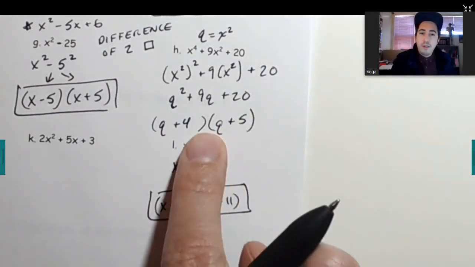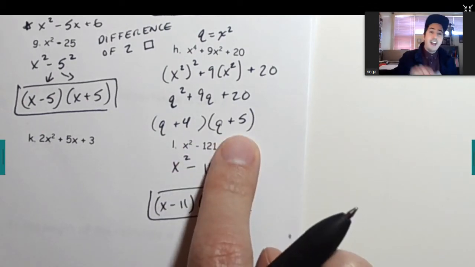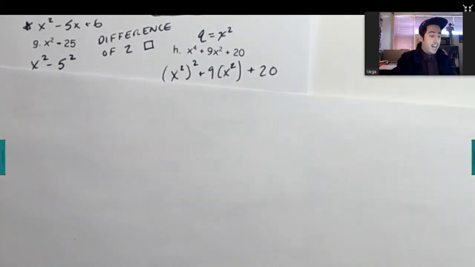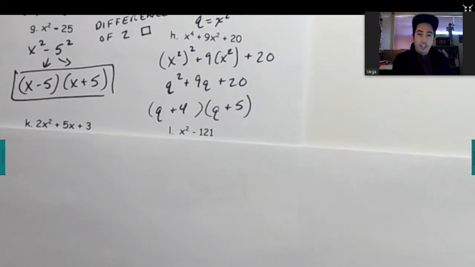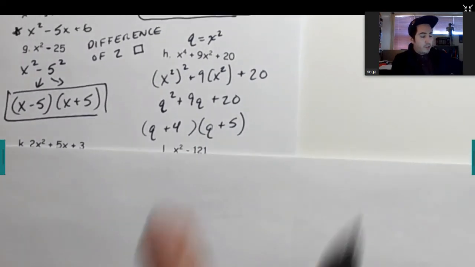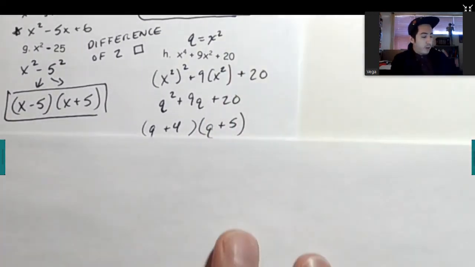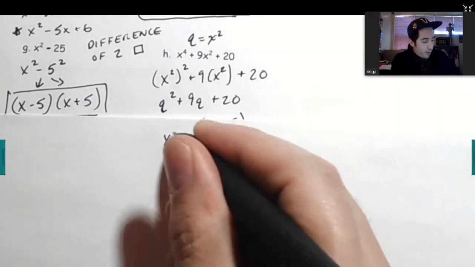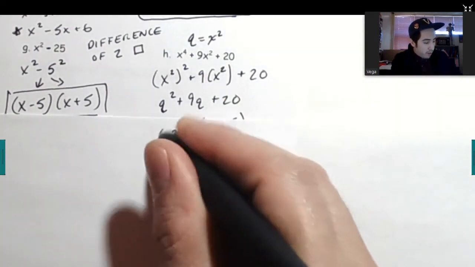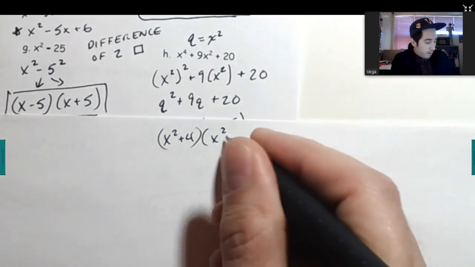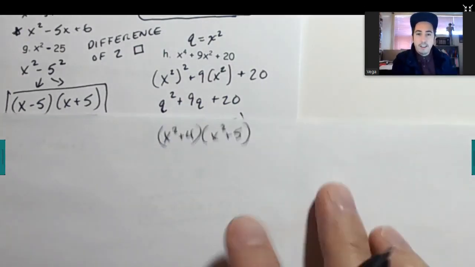So I end up with q plus 4 times q plus 5. And then after you've solved it, now I can get rid of q. What does q equal? Well, q equals x squared, right? So I'm going to rewrite that again as x squared plus 4 times x squared plus 5. That's how you would solve that.